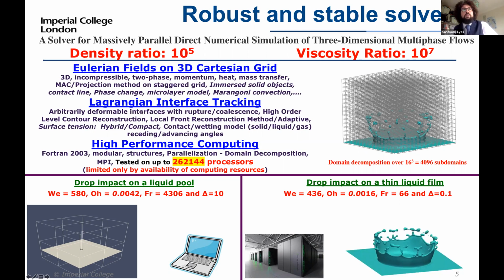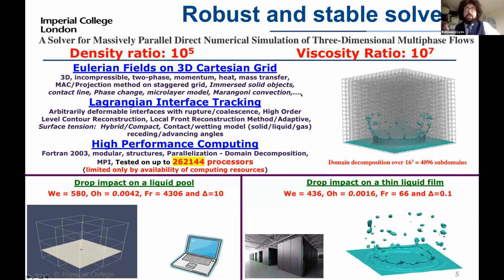So we have this code, we call it code Blue, and it's a parallel solver. It solves the Navier-Stokes equations, and then it tracks the interface with the front tracking technique. So we are able to go through really high density ratio, up to 100,000, and also more than 1 million of viscosity ratio. It's an Eulerian grid for the Navier-Stokes equation, a Lagrangian grid for the interface, and of course everything is parallel.